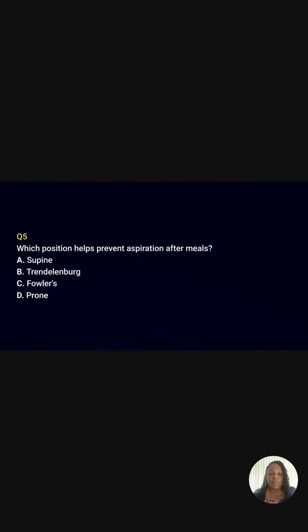Question number five. Which position helps to prevent aspiration after meals? Is it A, supine, B, Trendelenburg, C, Fowler's, or D, prone? You got it. You got it. Yes, it is going to be C. Fowler's. So upright positioning helps prevent food or liquid from entering the airway.